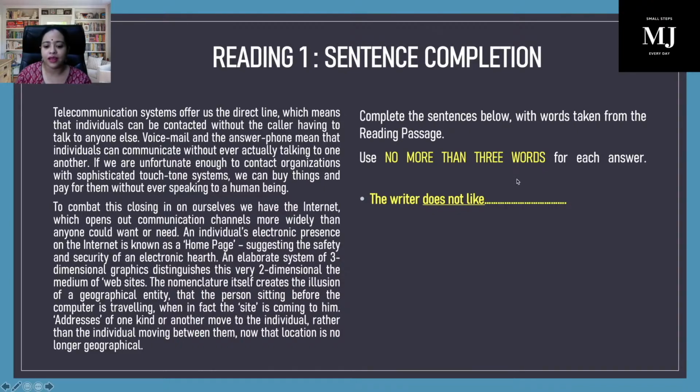First question. The writer does not like. Now, if you closely look at the question, you will understand that the writer does not like. That means this passage is opinionated in nature. This is written from the perspective of a writer, okay, who either likes something or is not fond of something.